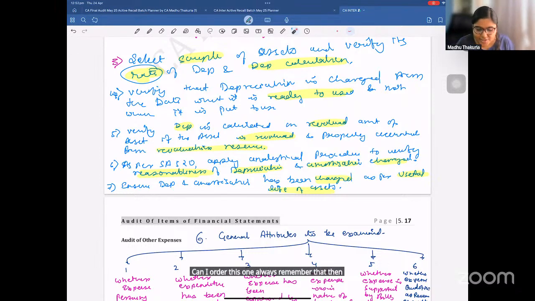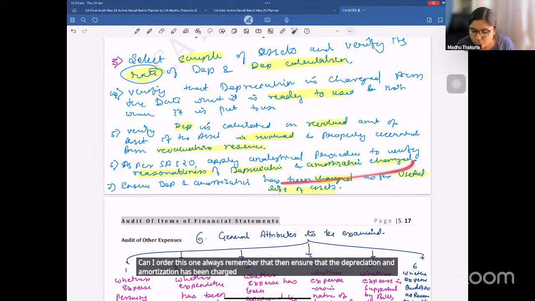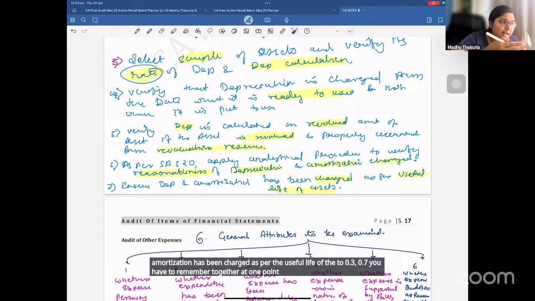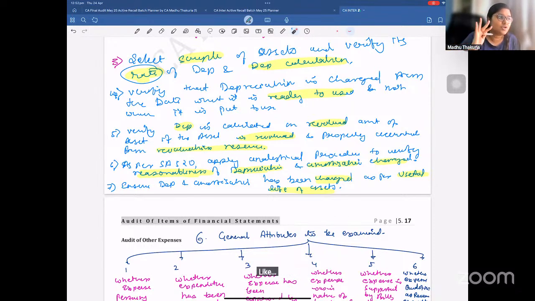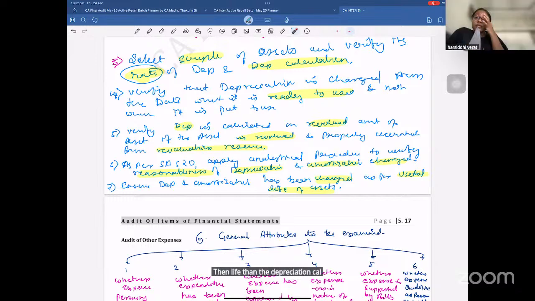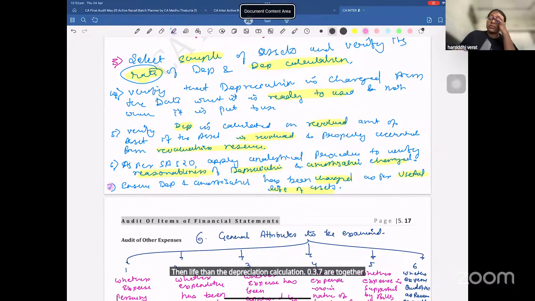Then ensure that the depreciation and amortization has been charged as per the useful life of the asset. So point 3 and point 7, you have to remember together. At one point of time, you are checking the rate, then the life, then the depreciation calculation. Point 3 and point 7 are together actually. I should have written it together anyway.